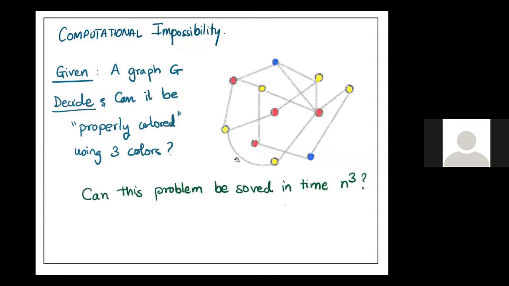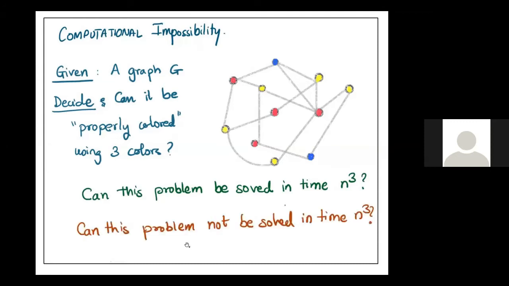Now, I'll ask you a question. Can you solve this problem of, given a graph, deciding whether it can be colored with three colors? And can this problem be solved in some resource bound, let's say in time n cube? What can you do in n cube time? You can look at triples of vertices and do some computation around it and so on. Or can you show, this would be an impossibility result, that the problem cannot be solved using n cube time? Can you do either of the two?